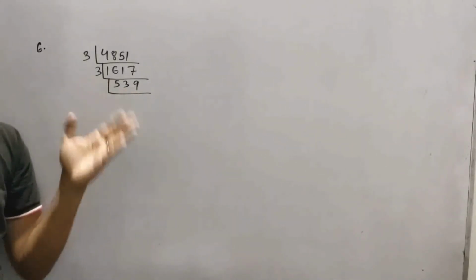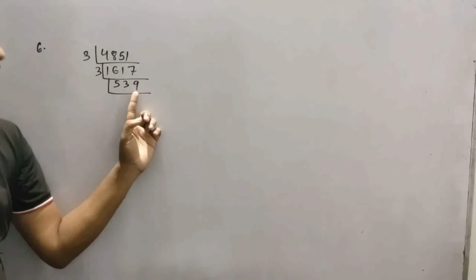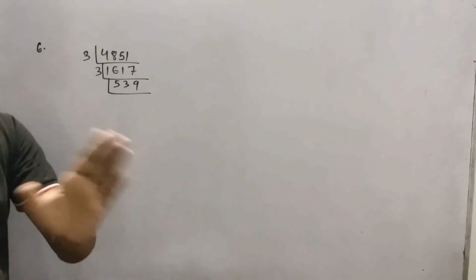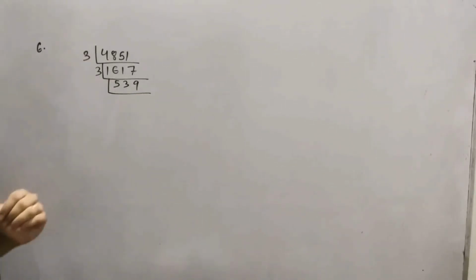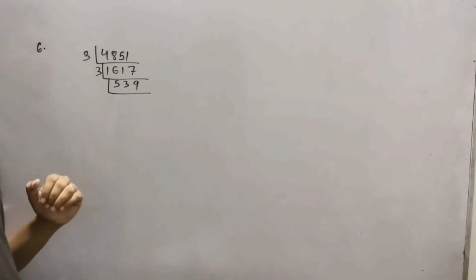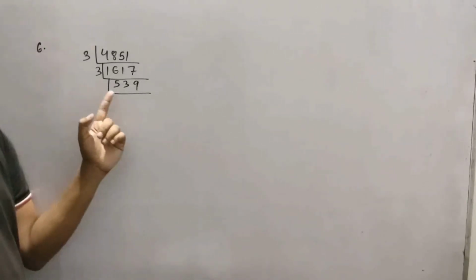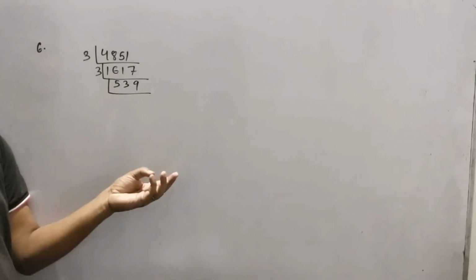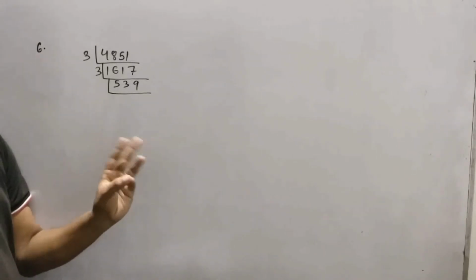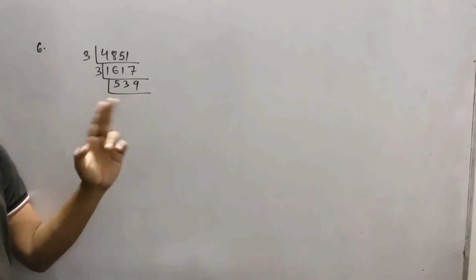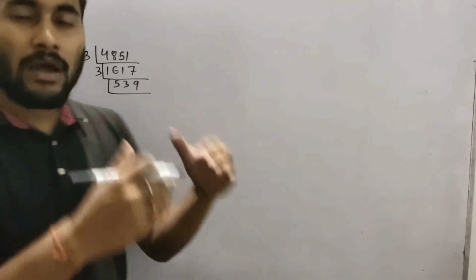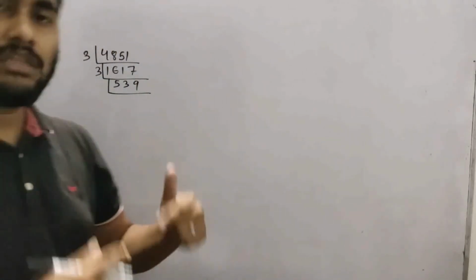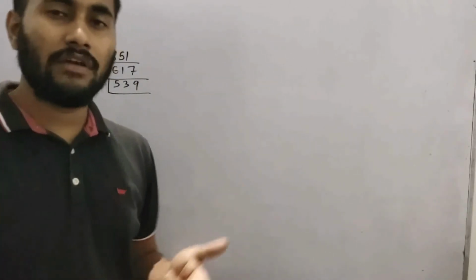So now by 5, since the last digit is not 0 or 5, it is not divisible by 5. Check by 7. 7 7 ja 49. So it is divisible by 7. One by one, each prime number you will keep on checking: 2, then 3, then 5, then 7, then 11, then 13.